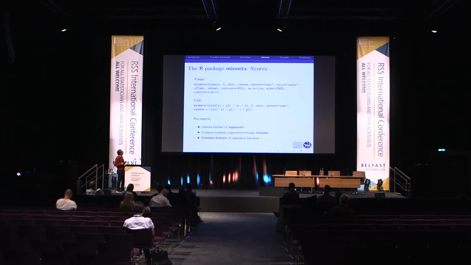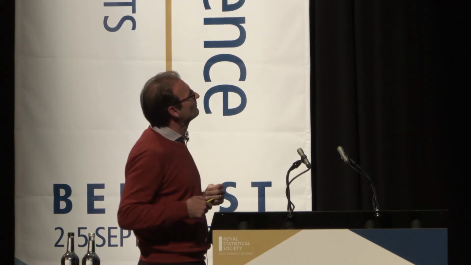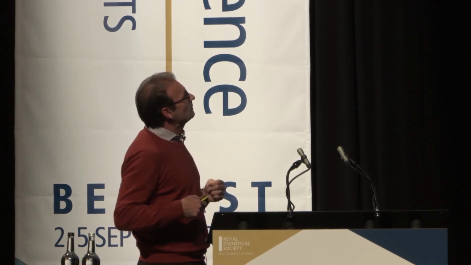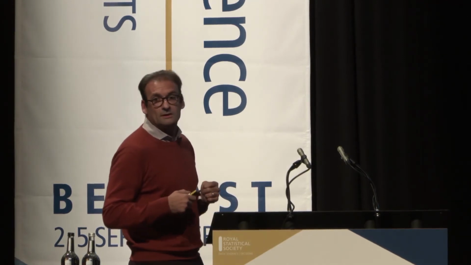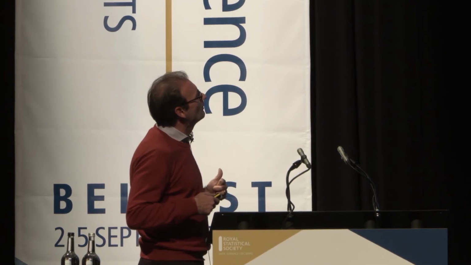The main parameters are the formula, where you can specify the fixed effect part of the model. Then there is the parameter AS that allows the user to supply the within group covariance matrix. Then there is the random parameter that allows you to specify the random part of your models.